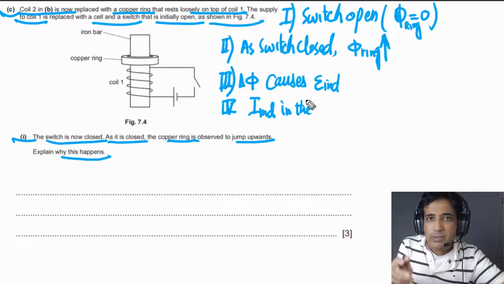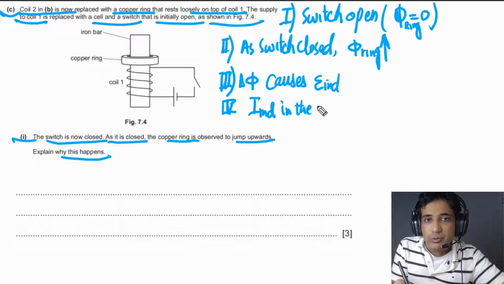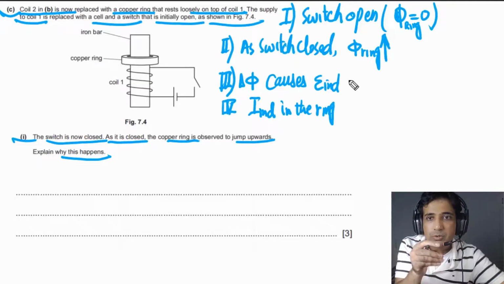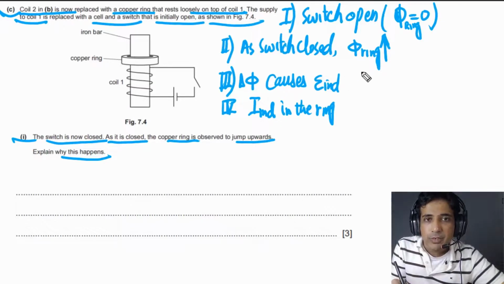So first of all, EMF will be induced. Then this ring is a complete circle, so there will be induced current in the ring. And this induced current will flow in such a way that it will oppose the change in magnetic flux according to Lenz's law. So how can it oppose? This is a very important point.